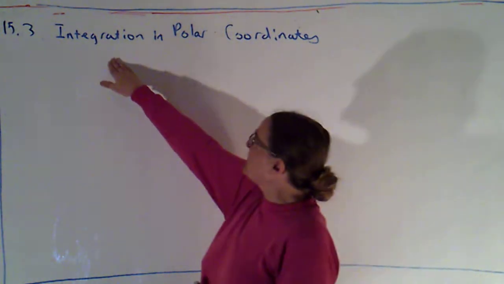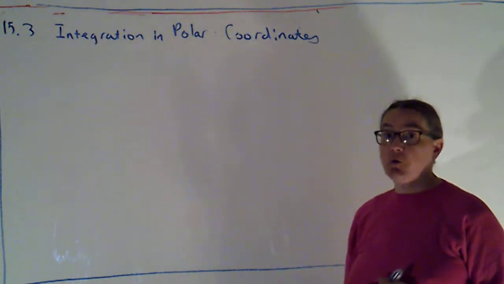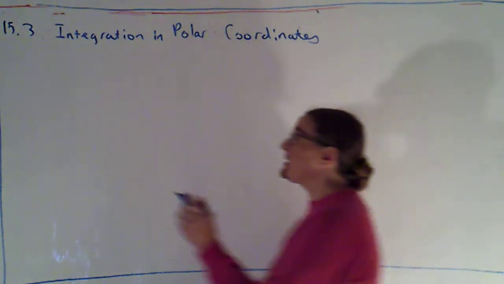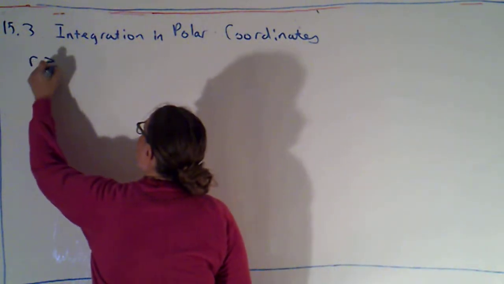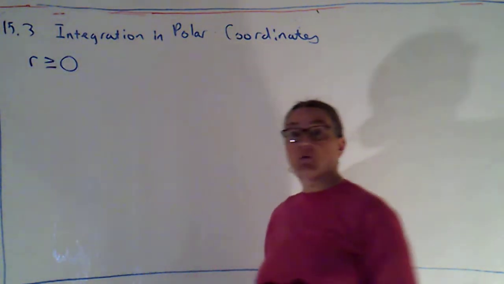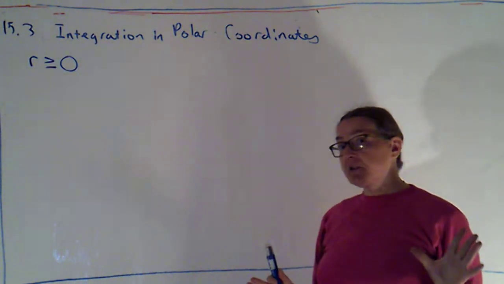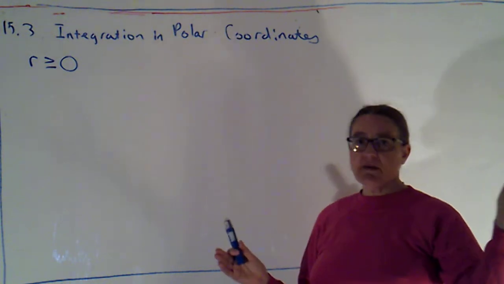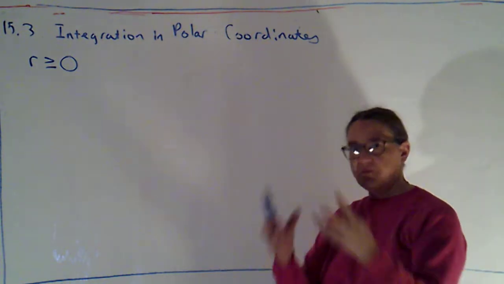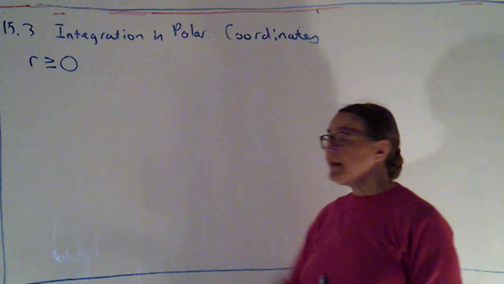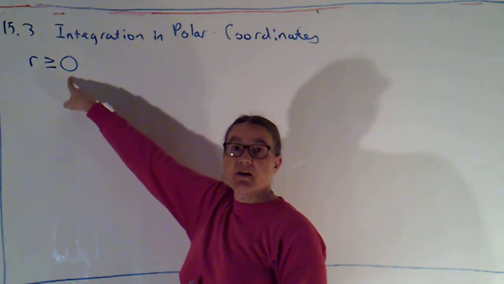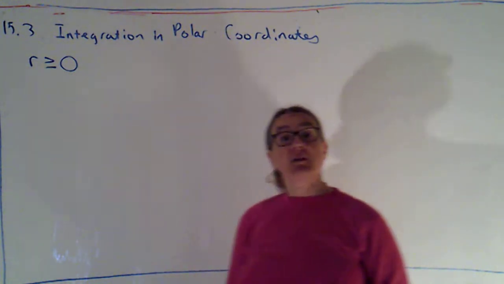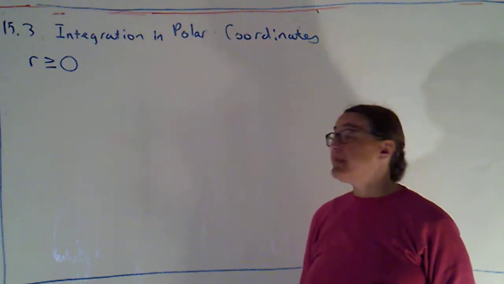So we're looking at 15.3, which is integration in polar coordinates. For this, we are going to require that r be bigger than or equal to 0. So in general, in polar coordinates, r can be anything, theta can be anything, as long as you pair them up appropriately. When we're integrating, r must be bigger than or equal to 0, and you need to make sure that you set up all of your integrals so that that's true.